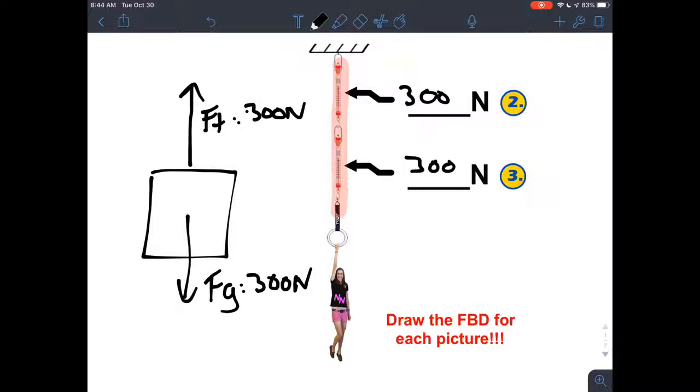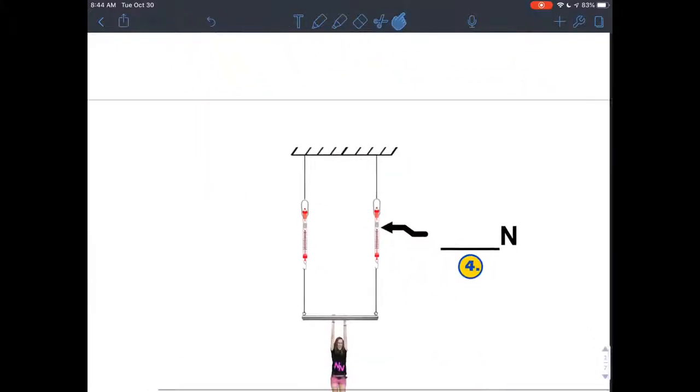Okay, so the answers there for both were 300 newtons. And again, she's in equilibrium. We see that the tension pulling up is counteracted by her weight pulling down. And again, she is at rest in equilibrium.